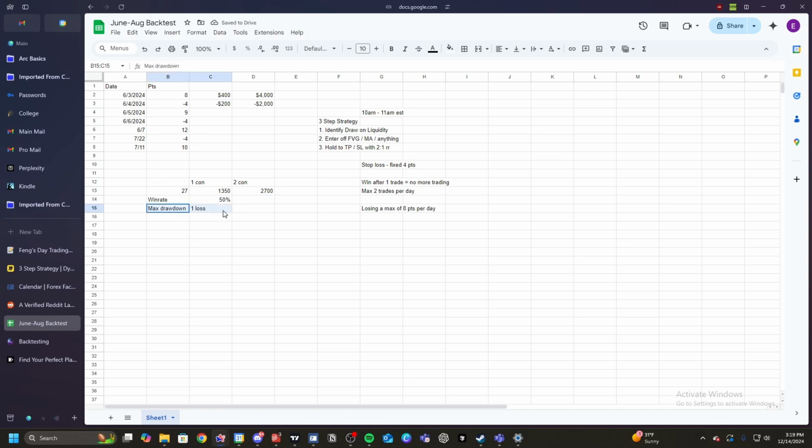And the average gain and average loss. The average loss is minus 4 points, and the average gain would be plus 8 plus 9 plus 12 plus 10, that's 39 divided by 4. So you see, even though our win rate was kind of bad for this, 50%, you don't need a crazy win rate to make money. Just make sure your wins are bigger than your losers, and you'll be able to profit.